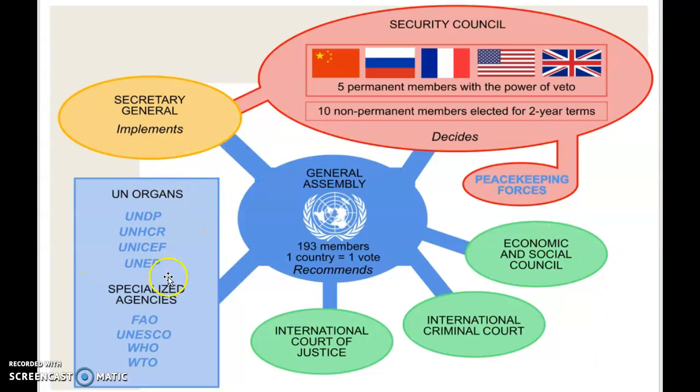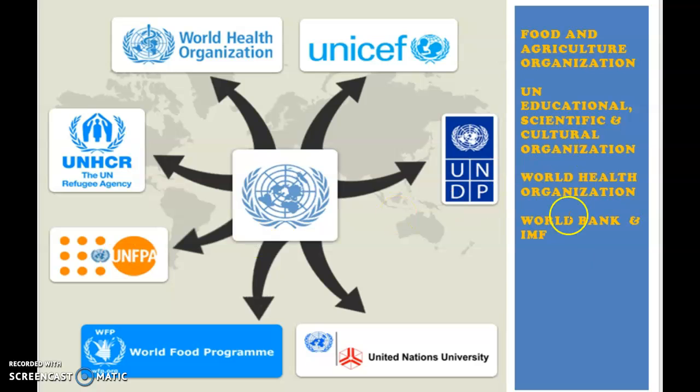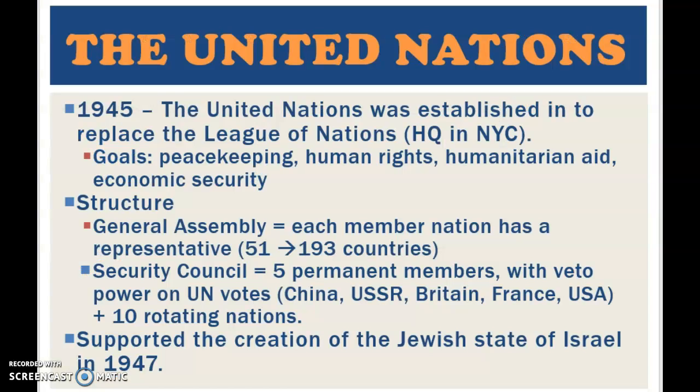There's all these other things that the UN does. They have all these councils and like the International Criminal Court and stuff like that. They have all these agencies as well, like the World Bank and the IMF, the World Health Organization, which we've been hearing a lot about lately. Food and agriculture organizations, UNICEF, the UN Educational, Scientific, Cultural Organization that kind of promote all these goals.